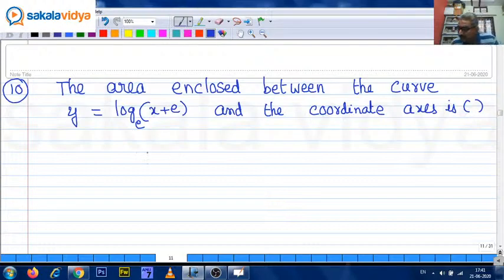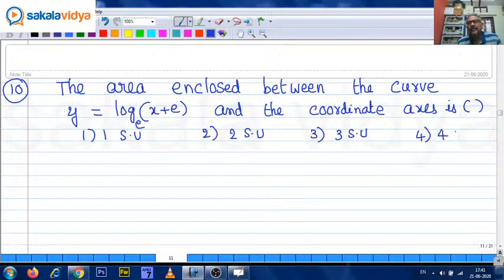Okay, now Madhurima, can you give a shortcut for this one? First option 1 square unit. Second one 2 square units. Third one 3 square units. Fourth one 4 square units. What's your answer, Madhurima, for this question? For the 10th question. Okay.